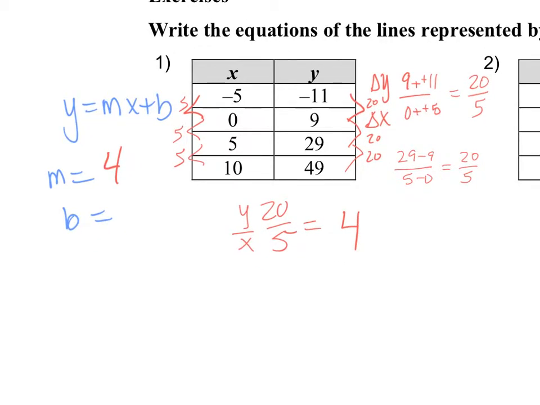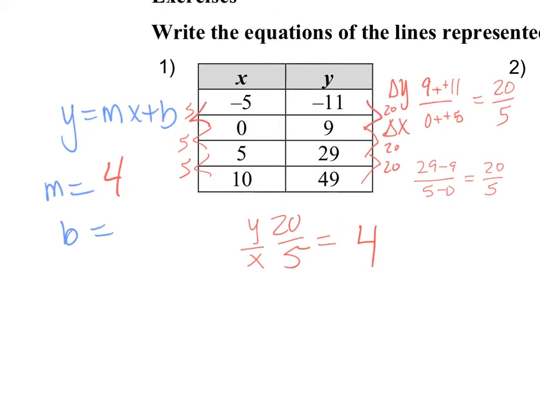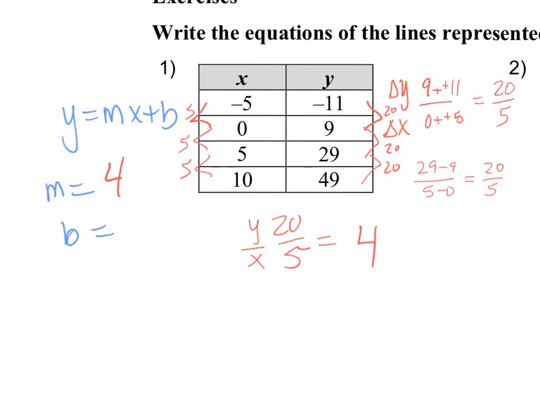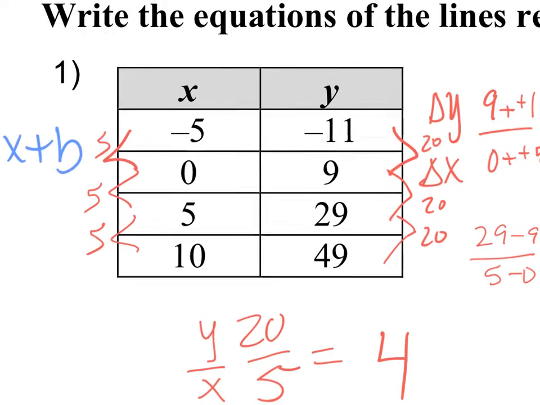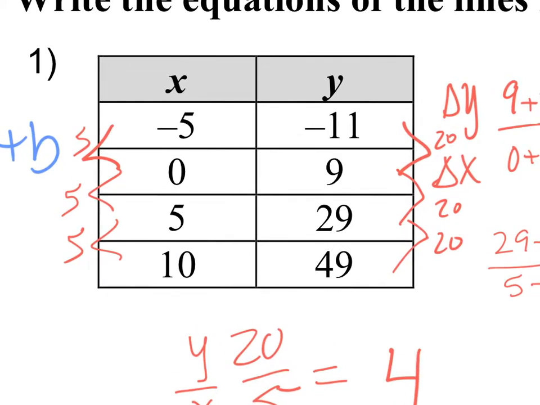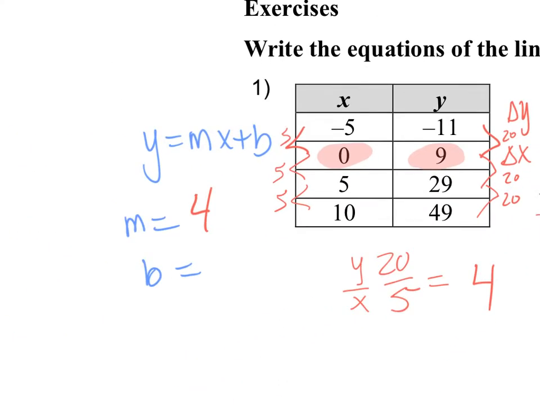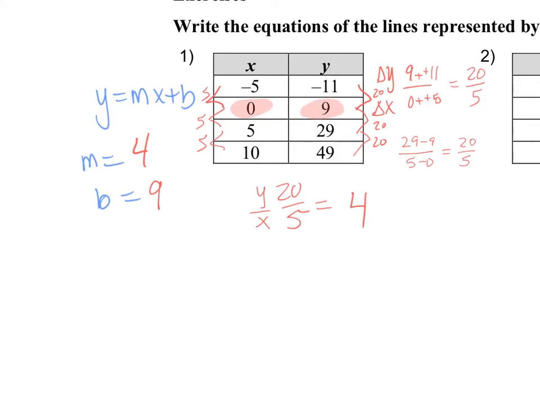Then your y-intercept. So that's your y value whenever x is 0. Do we see that on the table? On your table, where is x value of 0? Do you see that? It's our second number. What's the y value when x is 0? 9. That's your y-intercept.